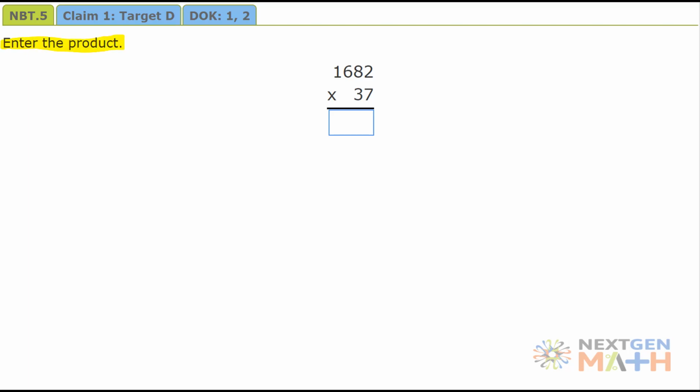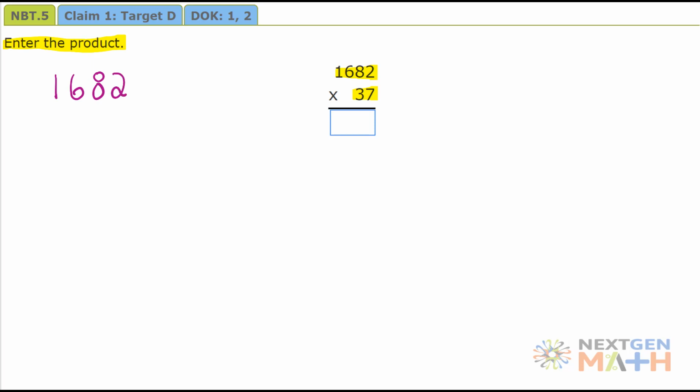So we're going to find the product of 1,682 times 37. The first way I'm going to show it is over here on the left, where we have 1,682 and we're going to be multiplying it by 37, and we're going to use our place value strategies.